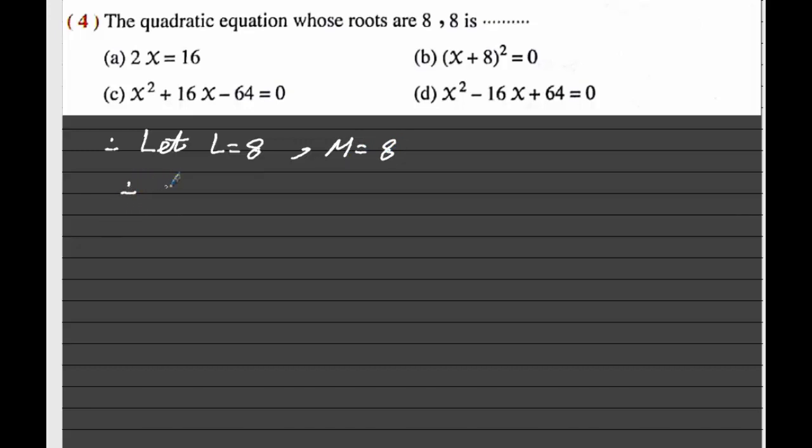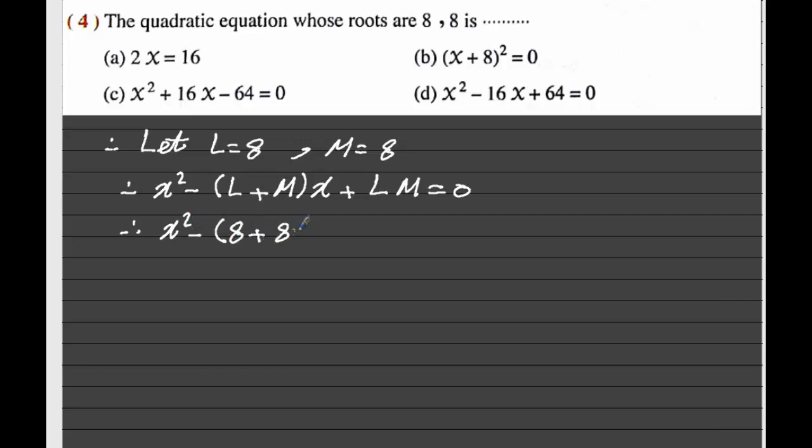So the required equation will be in the form x squared minus (L plus M) all multiplied by x plus the product LM all equals 0. So substituting L equals 8 and M equals 8 also, we get x squared minus (8 plus 8) multiplied by x plus 8 multiplied by 8 all equals 0.